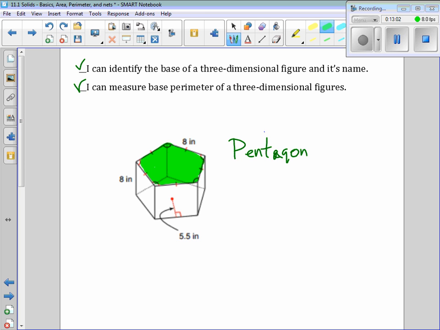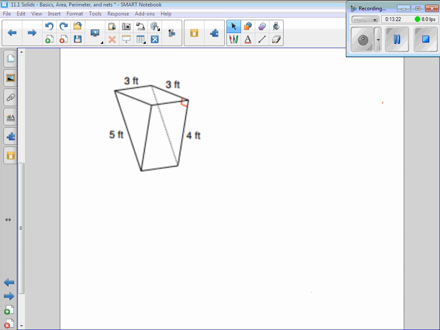Okay, but to find the perimeter, I just simply add up the sides of this thing that make up the perimeter. Sometimes they put some of the information on the top one, sometimes they put it on the bottom one. All I care about is that 8, and it gets repeated all the way around, so perimeter is equal to 40 inches.